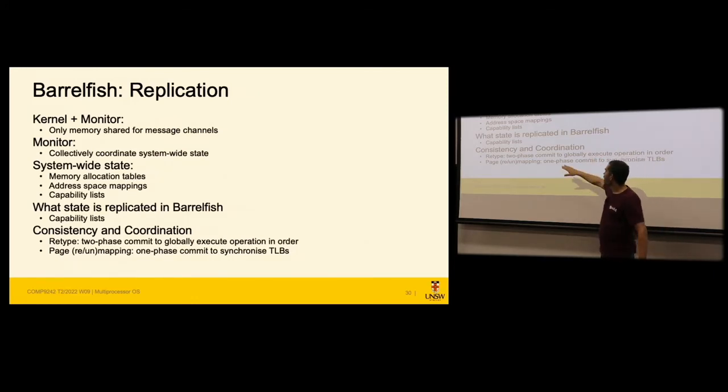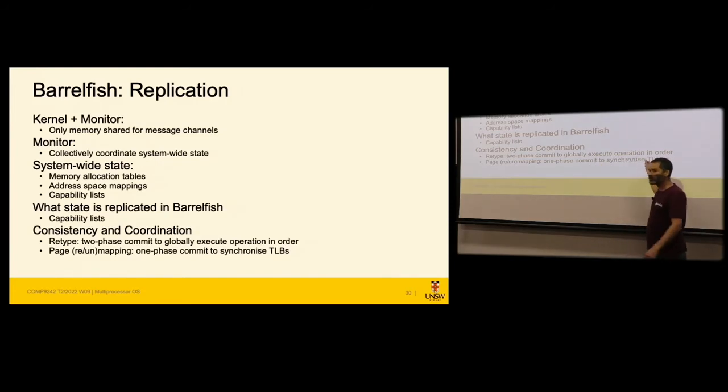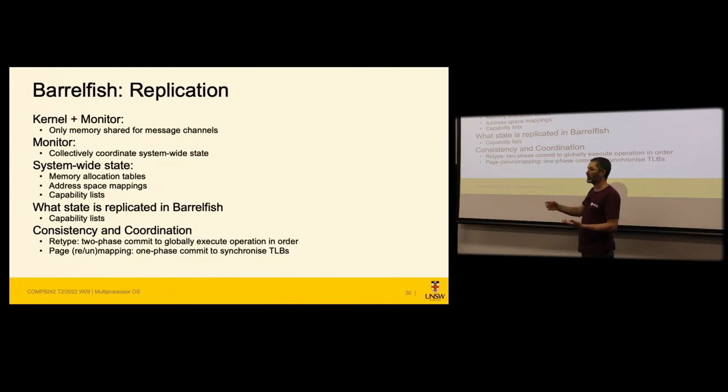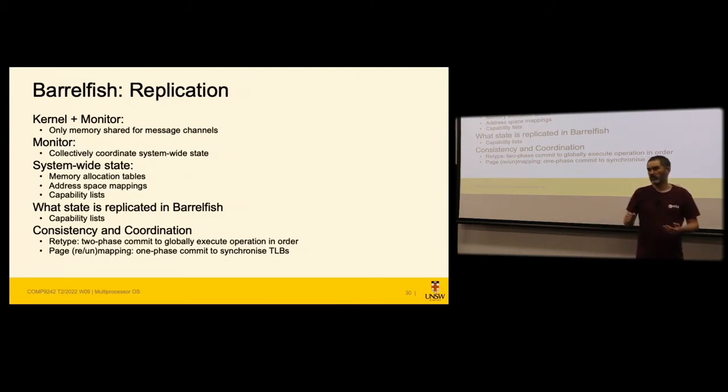So we use two-phase commit for retyping. So if the retype's done, then the monitors implement a two-phase commit protocol to do that. Things like page mapping and unmapping, the TLBs need to be synchronized so that everyone knows where memory is mapped. Whenever anything's mapped or unmapped, then there's a one-phase commit, basically sending a message out to everyone saying, shoot down the TLBs or resync your TLBs.